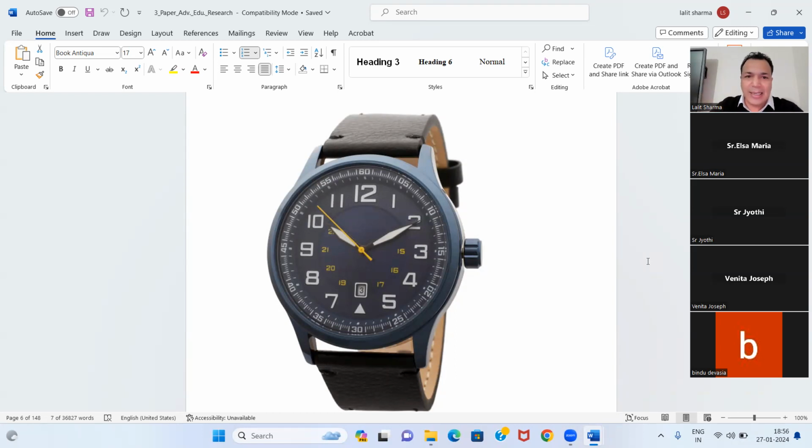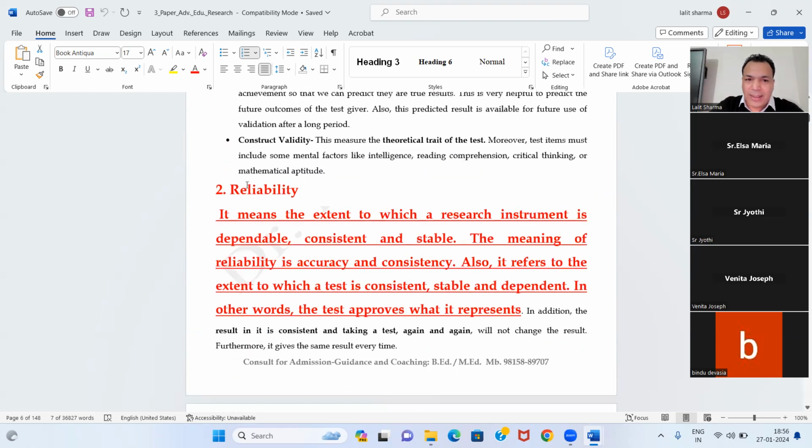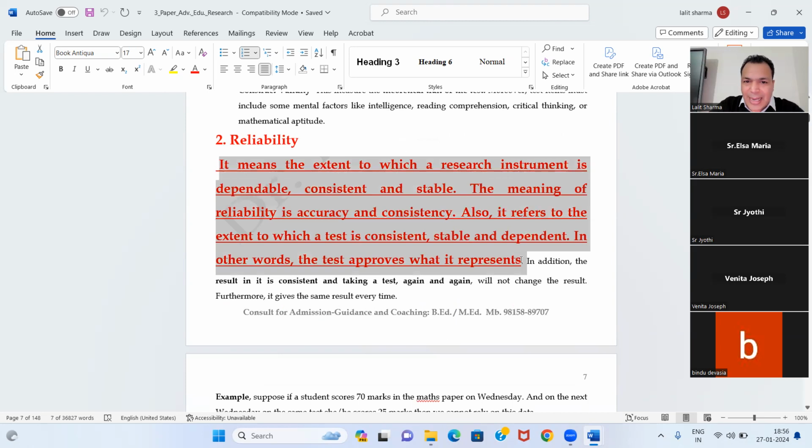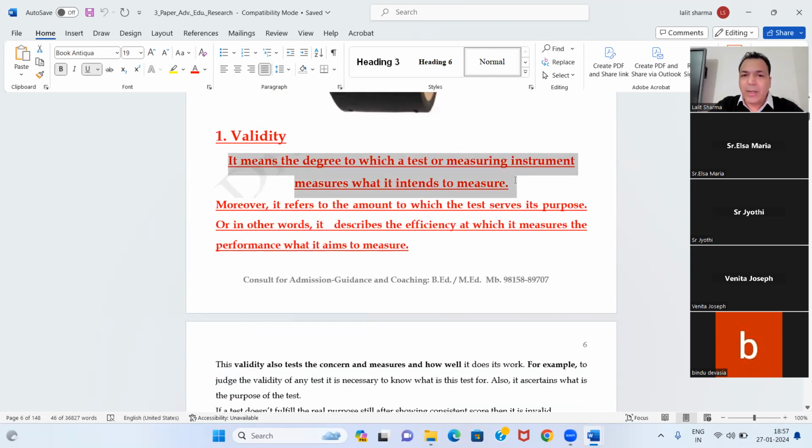Okay, so this is validity and reliability. Let's do reliability first. Reliability means the extent to which a research instrument is dependable, consistent and stable. The meaning of reliability is accuracy and consistency. Also, it refers to the extent to which a test is consistent, stable, and dependable. In other words, the test proves what it represents. Validity means the degree to which a test or measuring unit measures what it intends to measure.